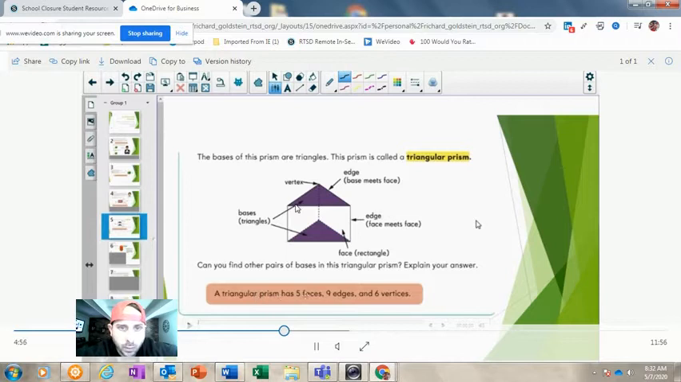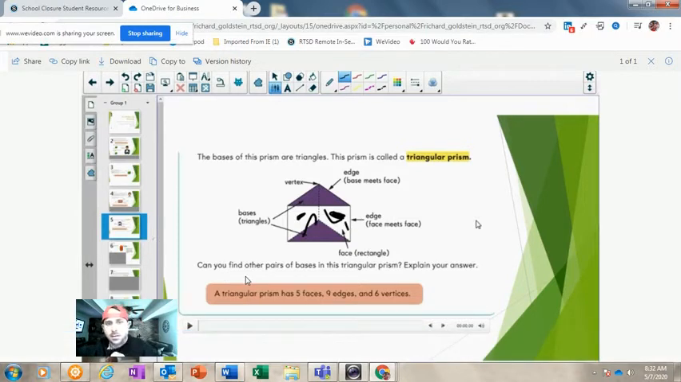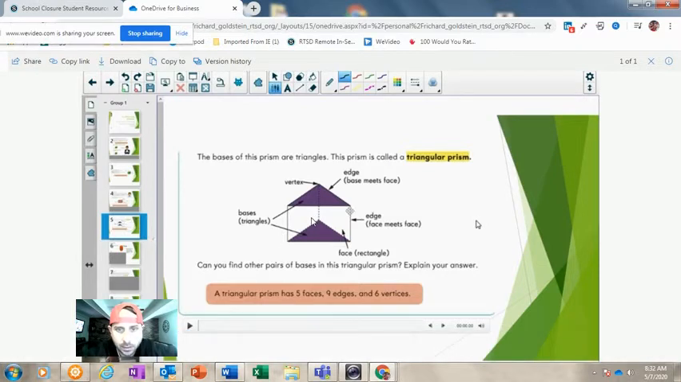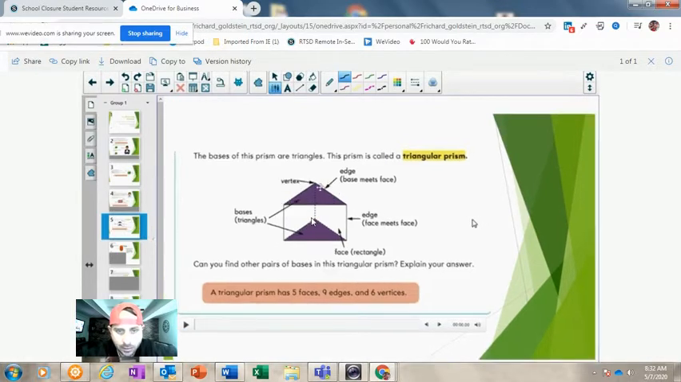Again, we're going to walk you through. You've got your edges. You've got vertices in this three-dimensional figure, just like any three-dimensional figure. And then you can find pairs of faces and bases in this triangular prism. This triangular prism has 5 faces, 9 edges, and 6 vertices.